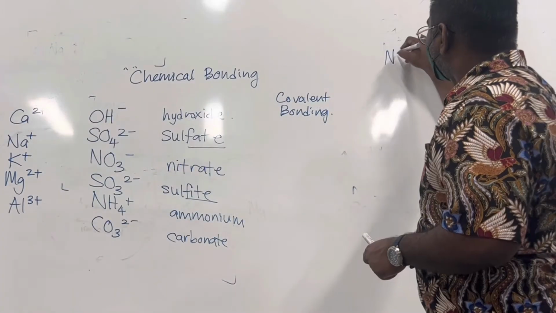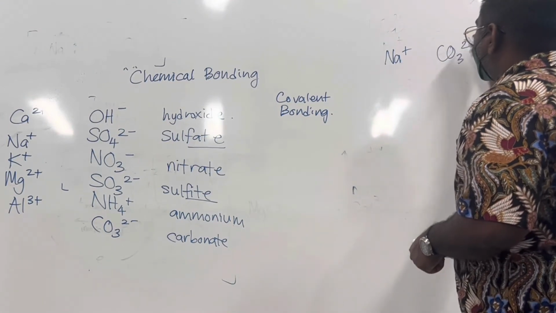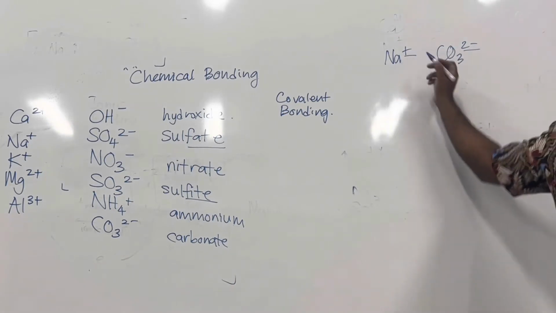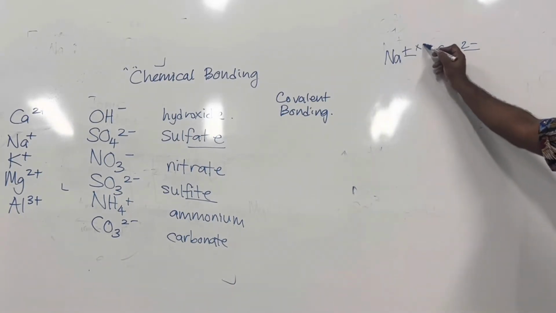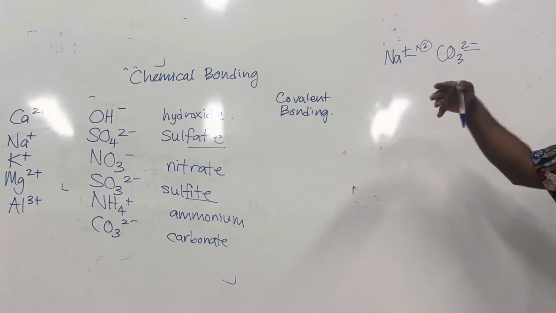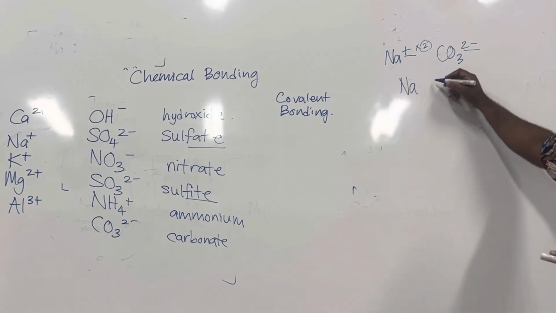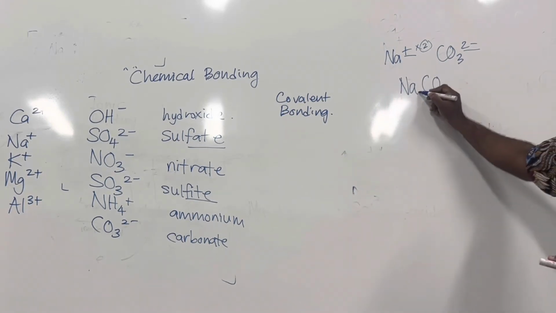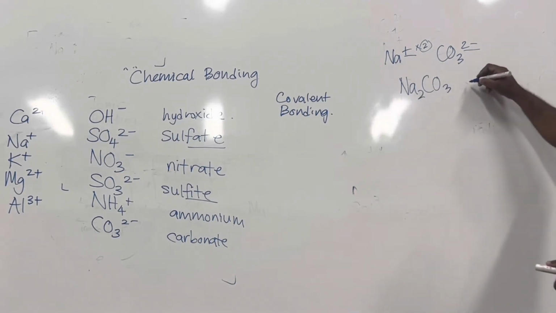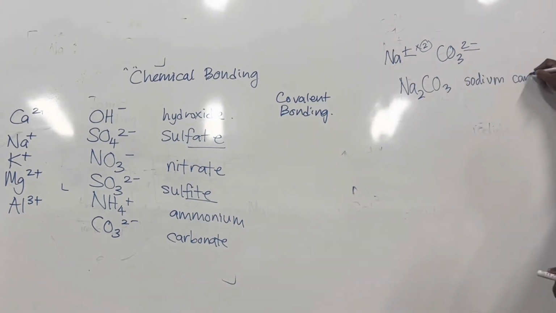Okay, Na+. Okay, this is simple. Na+ and CO3 2-. You try to get plus 2, so times by 2. Na is one element, so you have Na and then CO3. So Na2CO3. And what is the name? This is sodium carbonate.